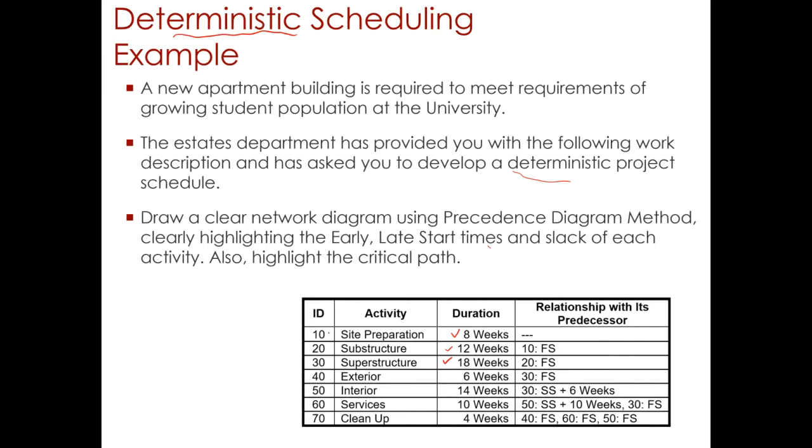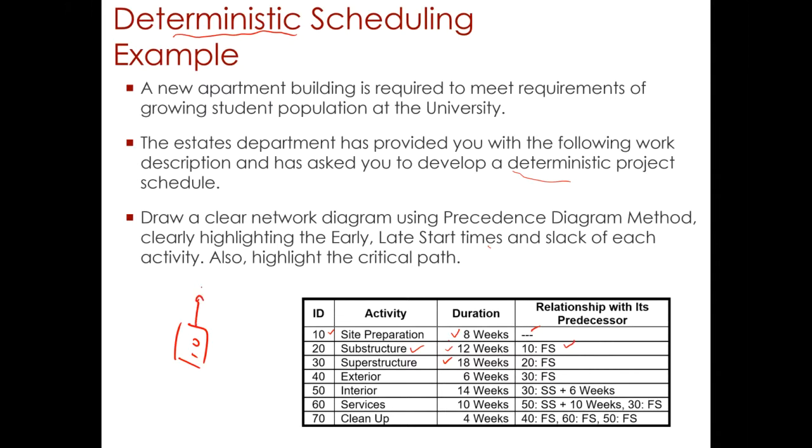So this is an identifier. Usually the software also makes use of an identifier. So here we can see the first activity is activity 10, which has got no predecessor relationship. So 10 will be the first activity, and then the superstructure has got a predecessor, which is activity 10, and there's a finish to start relationship.